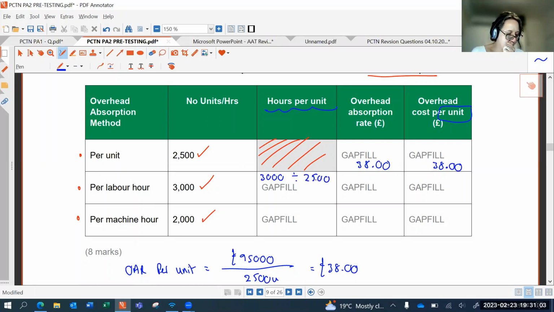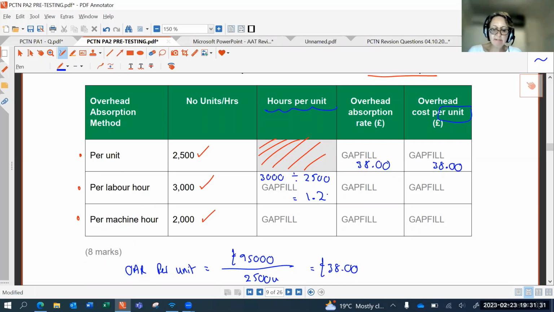So if I divide 3,000 by 2,500, I think I've got an answer of 1.2, I think. Check you agree. Yep, I get 1.2, just tested it there. So 1.2, and that means I spend just over an hour, 1.2 hours to be precise, making a unit.